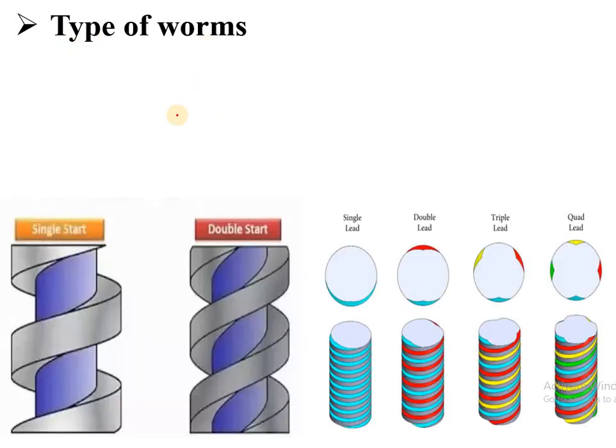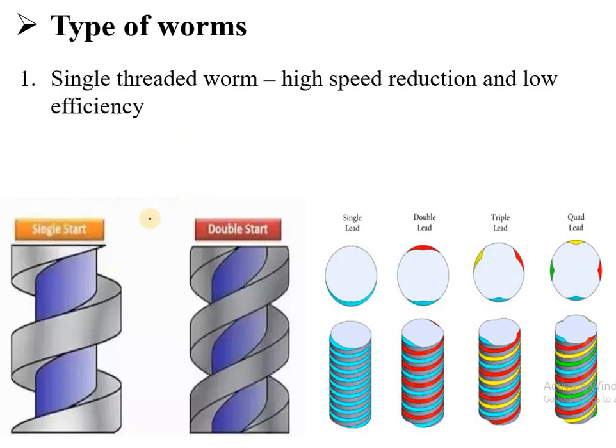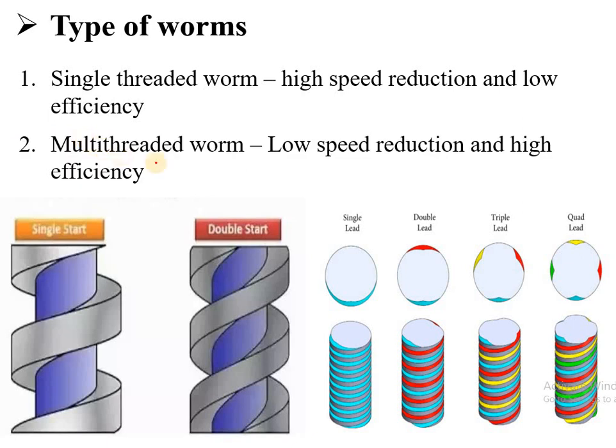Then types of worm. Now there are two types of worm: single threaded worm and multi-threaded worm. A single threaded worm gives you high speed reduction and low efficiency, whereas a multi-threaded worm gives you low speed reduction and high efficiency. How, we will see.